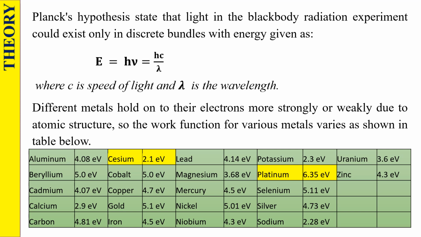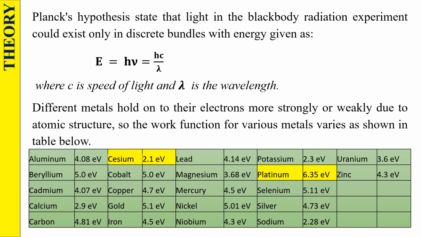Now, the equation that supports what we're looking at today is given by Planck's hypothesis, where the energy that is causing the electron to be ejected from the metal, from the material in question, is given as hv, where h is the Planck's constant and v is the frequency, and this can further be broken down to hc over lambda, where lambda is the wavelength and c is the speed of light, which is a constant that is taken to be approximately equal to 3 × 10⁻⁸ meters per second.